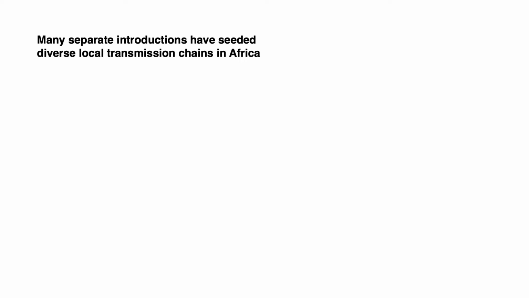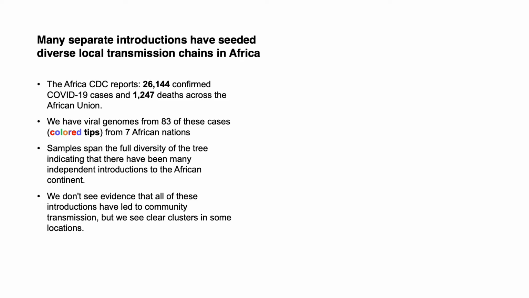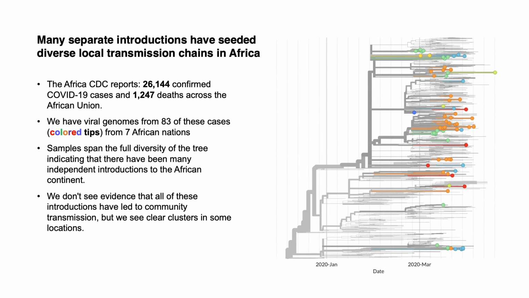At the time of writing this week's report, the Africa CDC reported 26,144 confirmed COVID-19 cases and 1,247 deaths across the African Union. For the latest updates, you can visit their website at africacdc.org. We have viral genomes from 83 of these cases from 7 African nations.